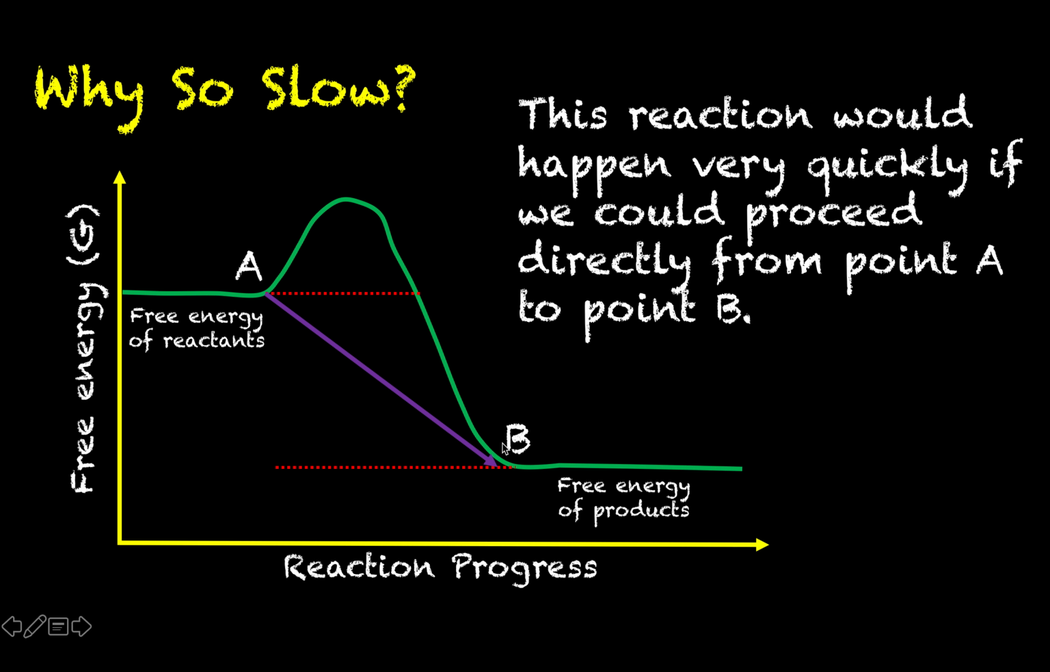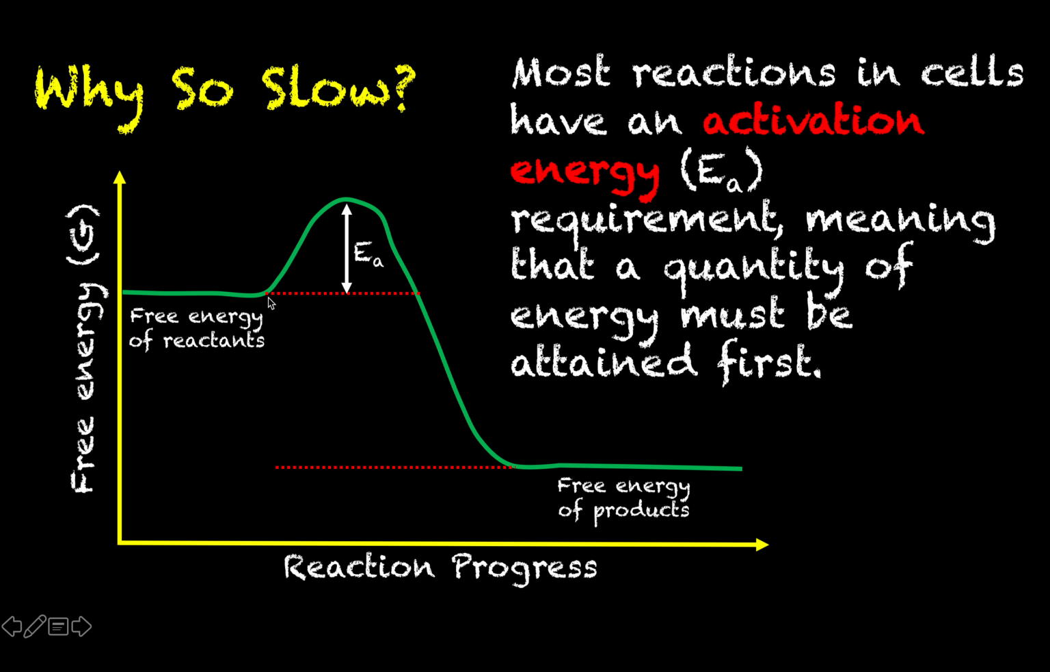But you can clearly use your eyes to see that the progress of the reaction actually goes up in free energy before it comes back down to settle at the free energy of the products. So clearly, what's making this reaction so slow is the presence of this big hump right here that prevents us from going directly from A to B. The quantity of energy that you see labeled here is called the activation energy for this particular reaction.